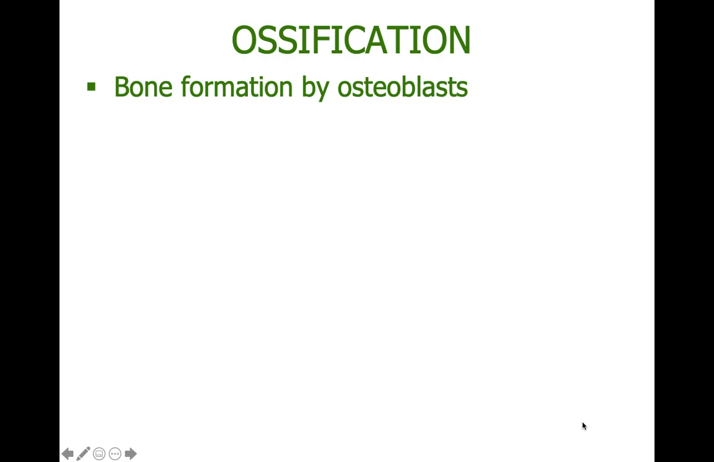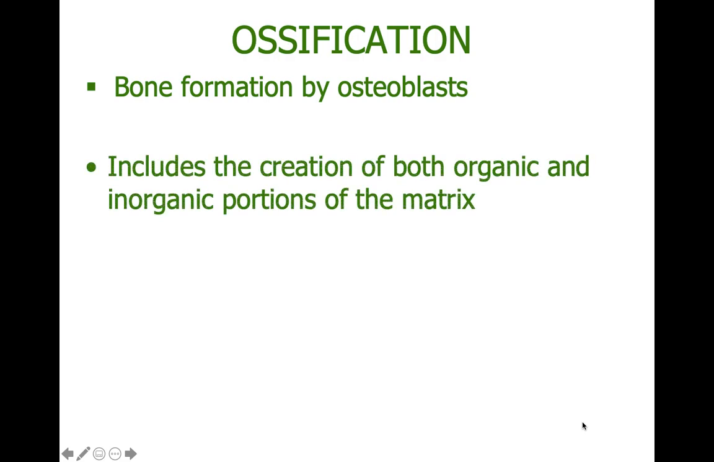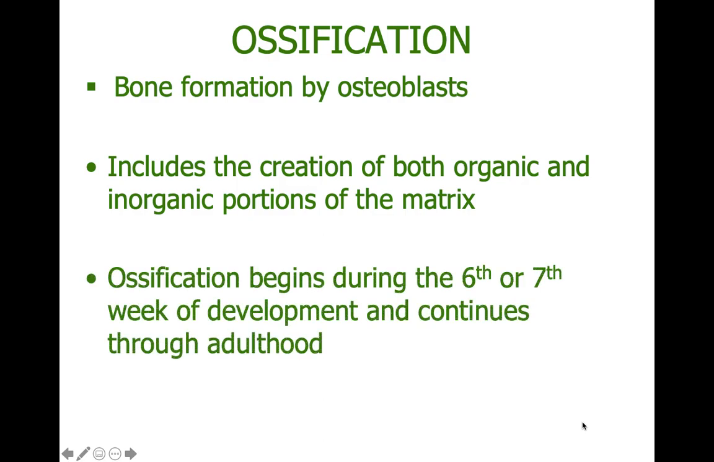Ossification is the process that bone is formed by osteoblasts, those cells that are responsible for making the bony matrix. Ossification is the process by which bone is going to be formed. This is going to include the creation of both organic and inorganic portions of the matrix. The osteoblasts are responsible for making both types of matrix, and they're both necessary for the process of ossification to occur.